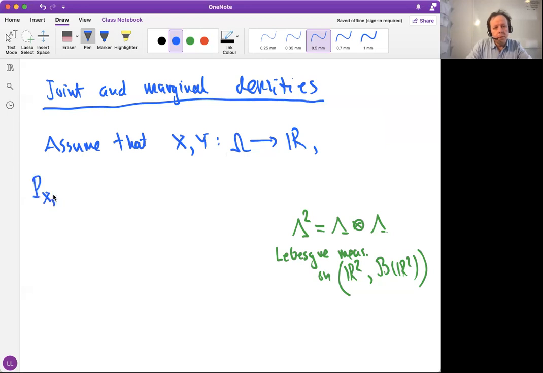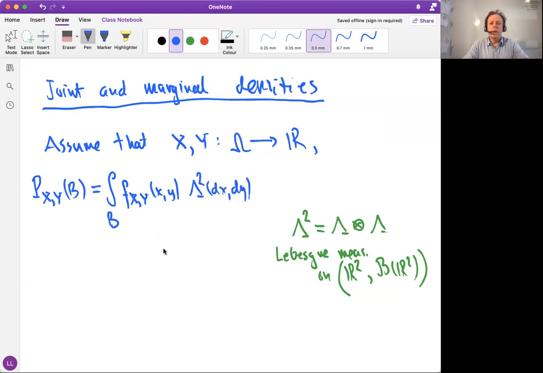The joint law of x and y, we can write it down as the integral over the set B, and then we have some density function here. Now I write x and y there, and I write the two-dimensional Lebesgue measure dx dy in this way. And now we should look, okay, there are different ways of writing this integral.